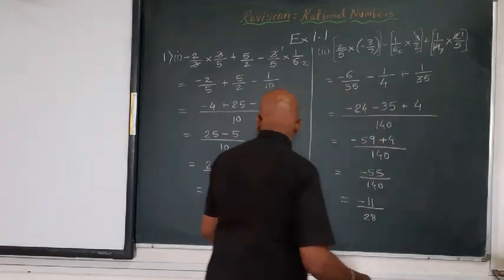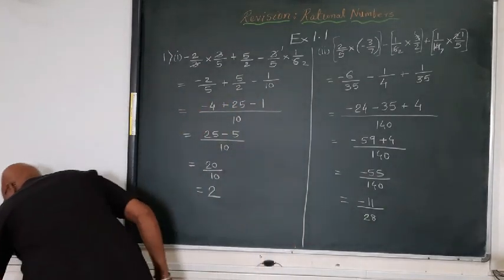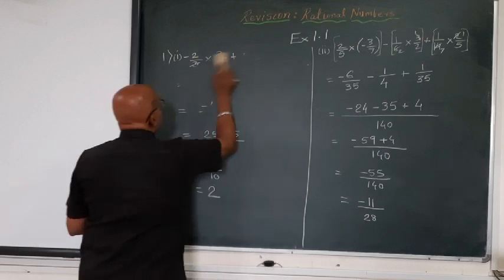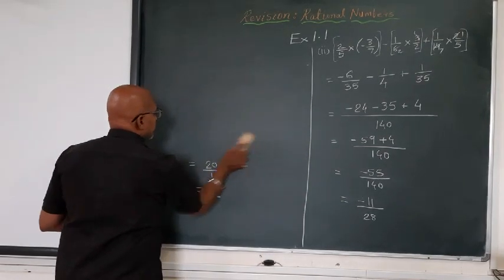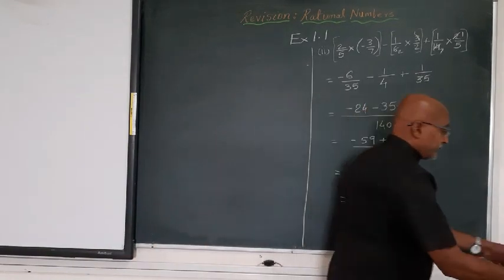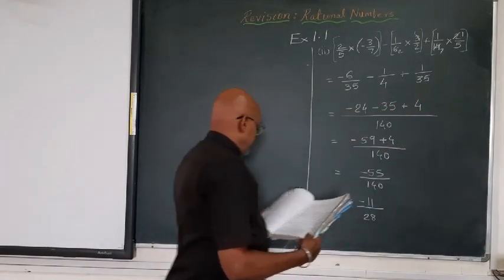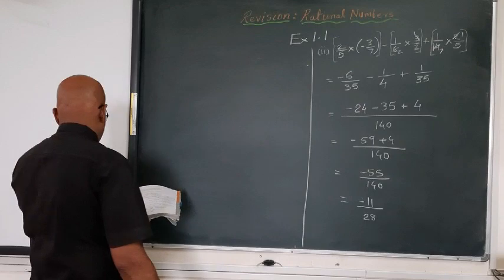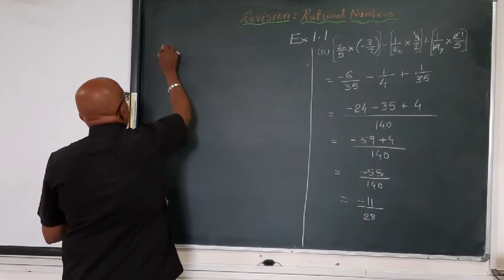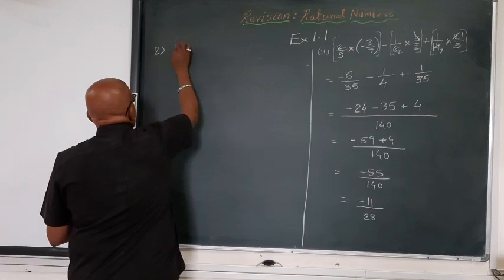So here we will go for now the second one. In the second one, what is given? Write the additive inverse of each of the following. So we have to write only the additive inverse.